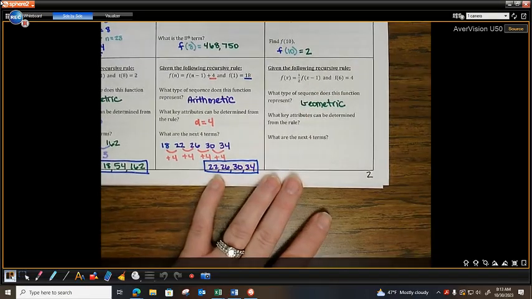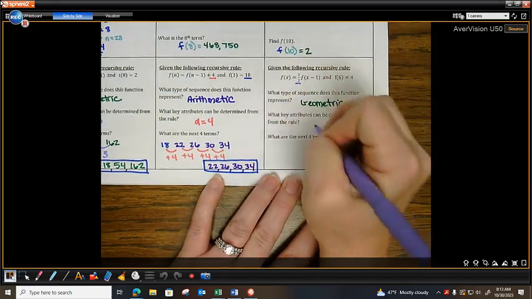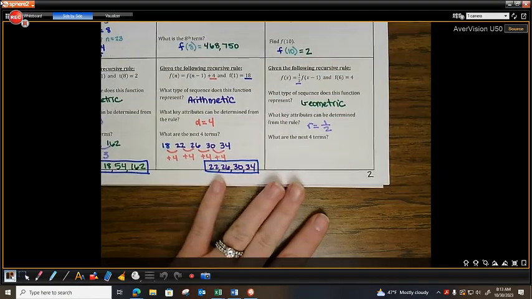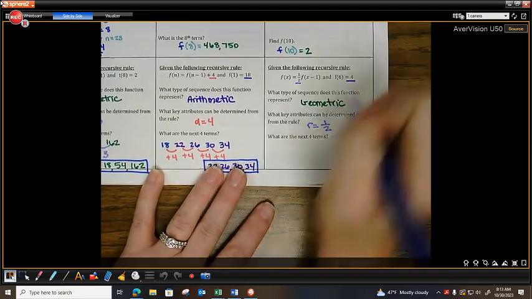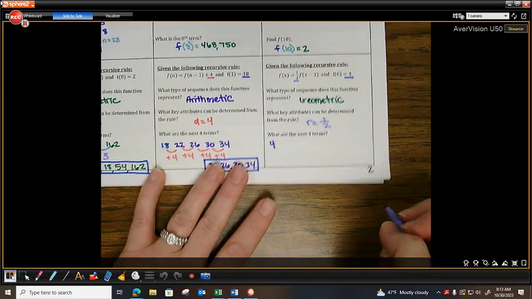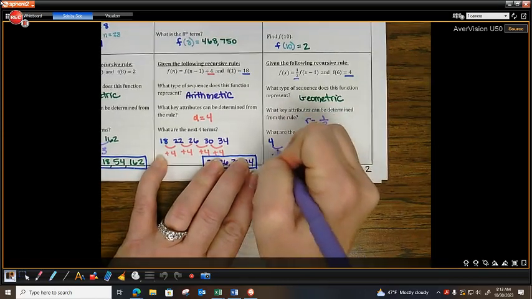Meaning that half is your what? What value? That is your r. Okay, what are the next 4 terms? Well, where am I starting? At 4. f of 6 is 4. Very good. And then what am I going to do to continue? Times a half.